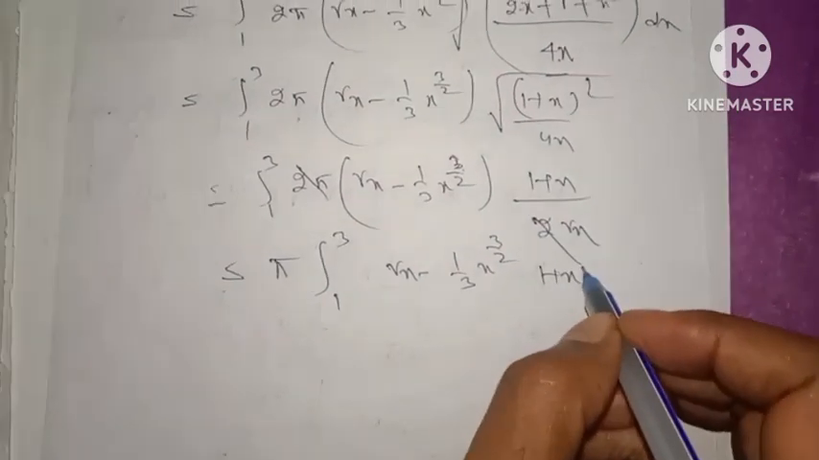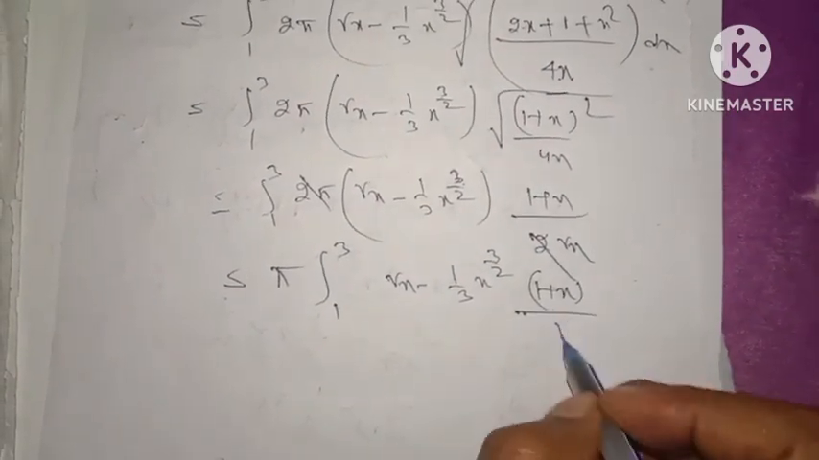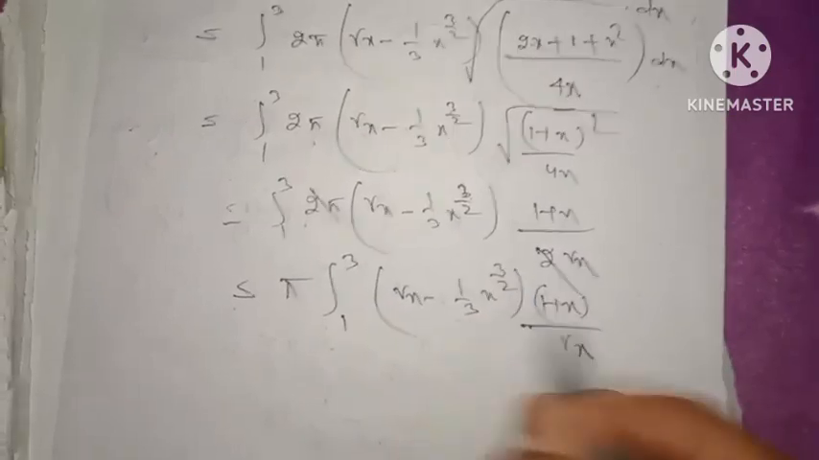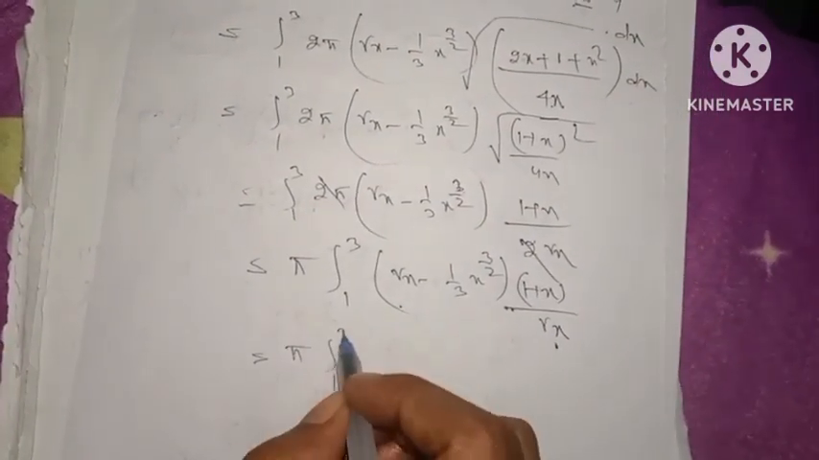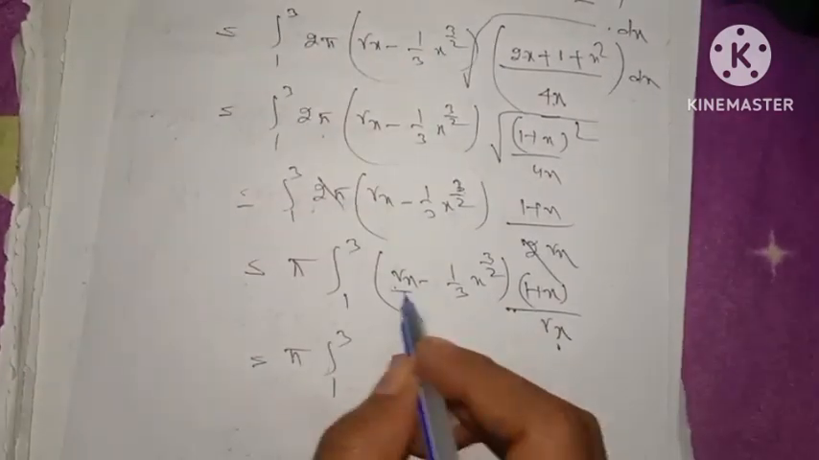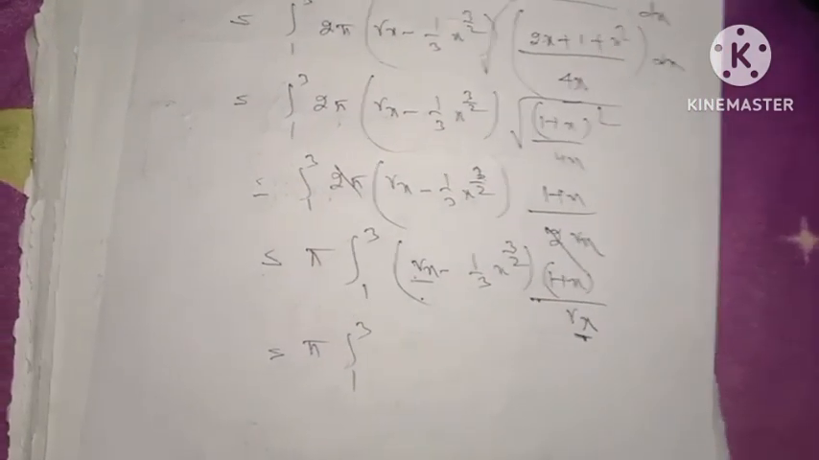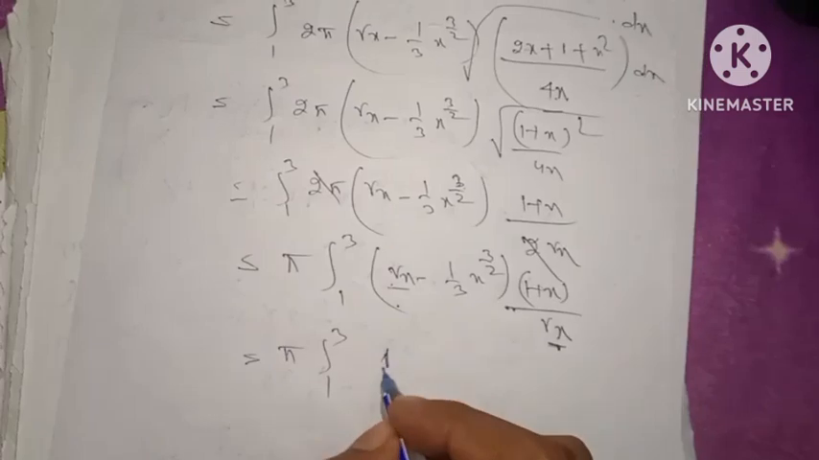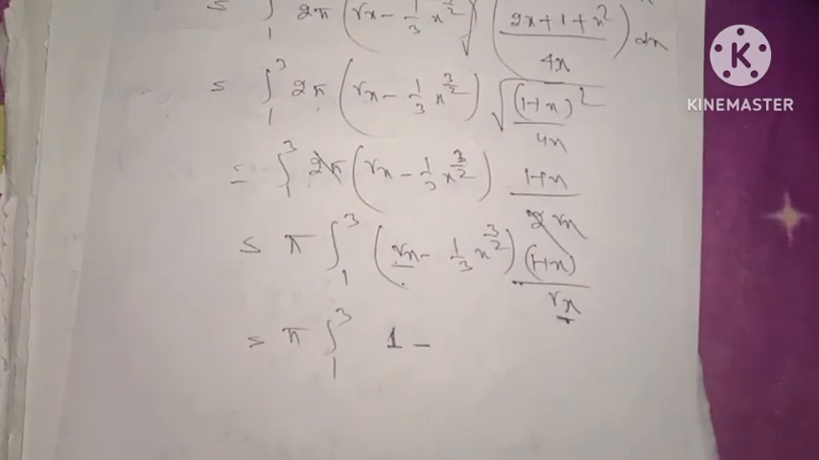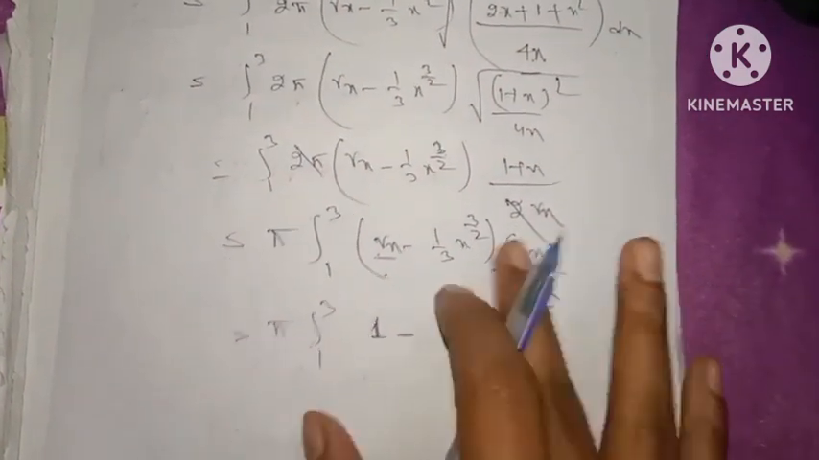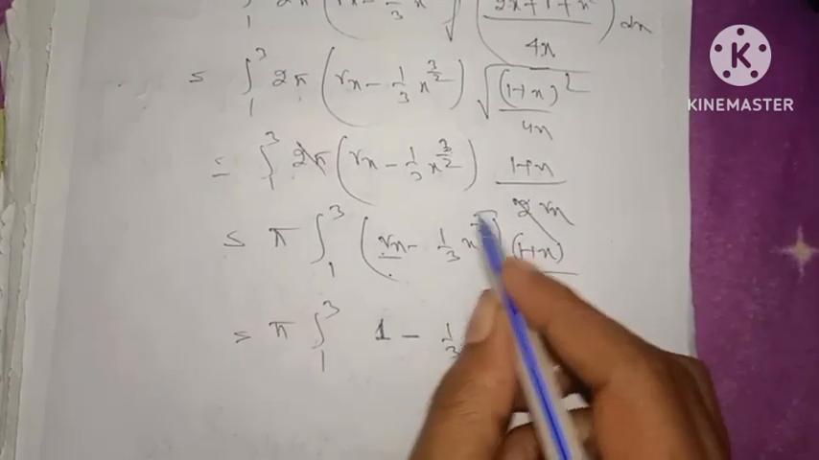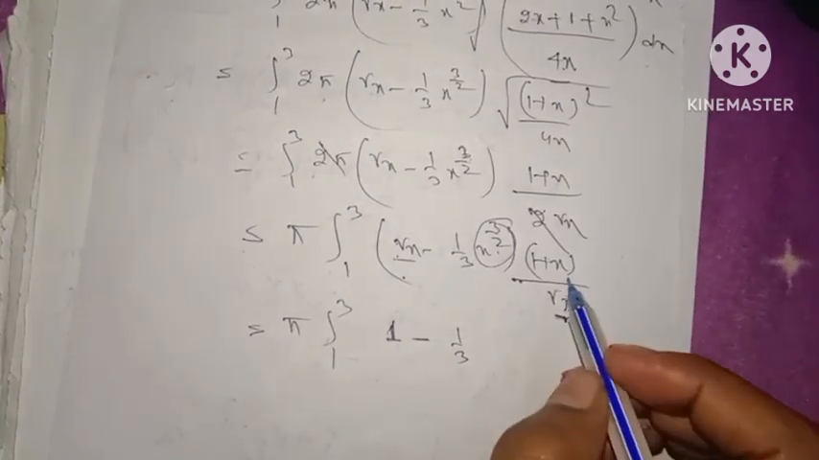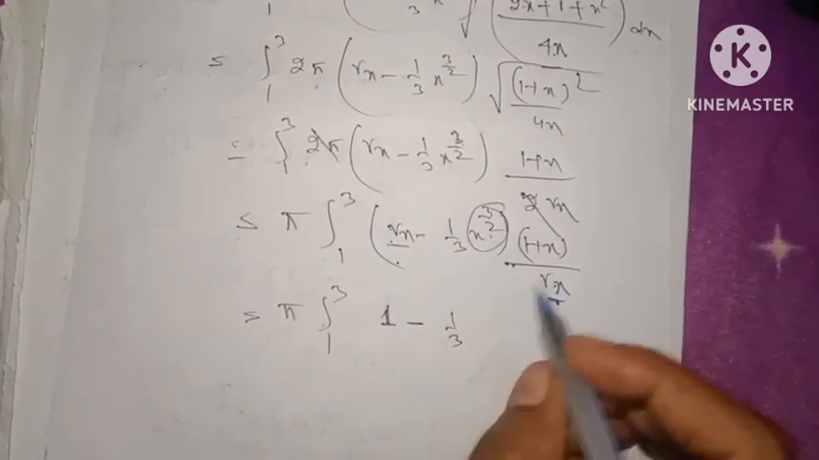This is the 1 plus x by root x. So this root x can be divided by this. So pi 1 by 3. When you divide, the root x and the root x will cancel out. So this is the 1 minus 1 by 3, and this is the x to the power 3 by 2, and this is the root x. Then the remaining will be x.